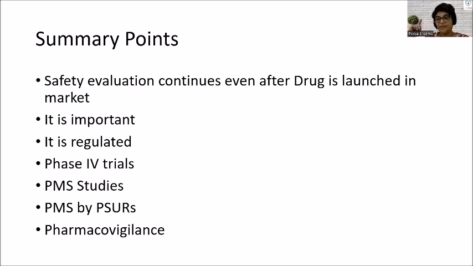So if you just recap, the clinical trials begin with phase 1, which is a safety study, and they end with phase 4 or pharmacovigilance, which is also safety studies. So safety continues to be a very, very critical parameter in all drug development processes. Actually, it's the most important parameter in all of medicine.